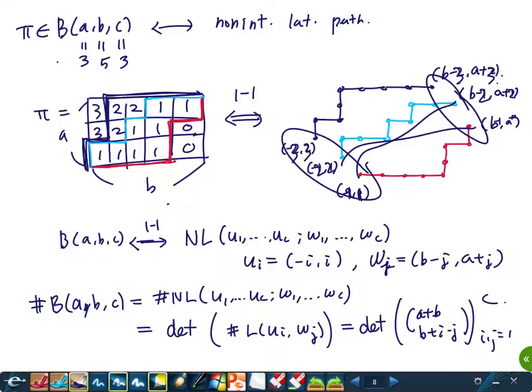Okay, so we learned Gessel-Viennot lemma, and using Gessel-Viennot lemma, we expressed plane partitions inside a rectangular box as a non-intersecting lattice path, and then we were able to express its cardinality as a determinant. But this is not quite what we want, because we want to prove this.